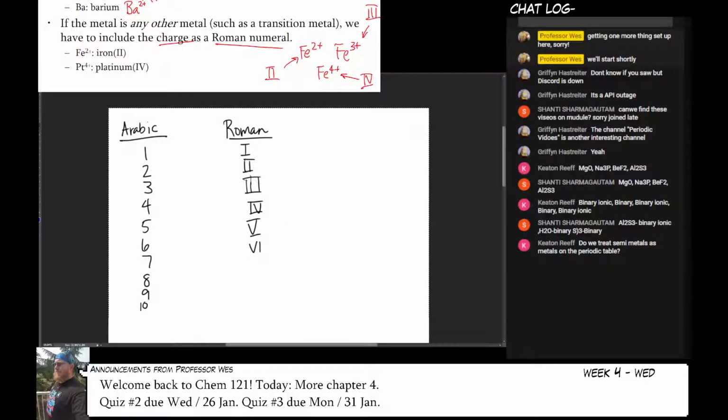6 is VI. 7 is VII. 8 is VIII. Oops, I put too many. 9 is IX. And 10 is X. Those didn't line up very well, but I mean, you can count them in number order, so it's fine.